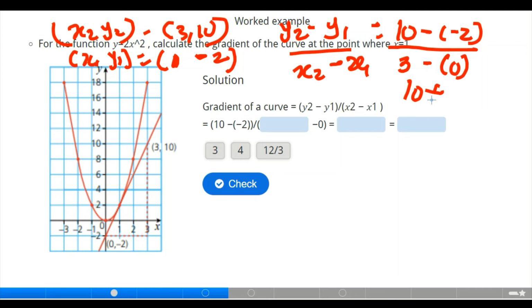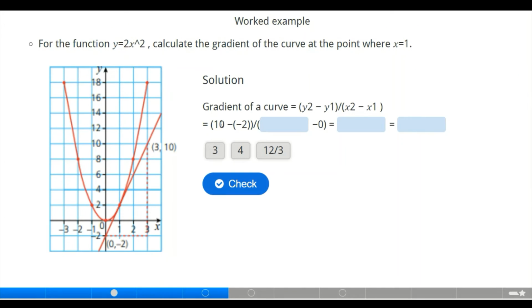So we have 10 plus 2 divided by 3 minus 0, which gives us 3. 10 plus 2 is 12, right? 12 divided by 3. How many times can 3 go in 12? 3 can go in 12 4 times. So at the point when x equals 1, the gradient of the curve is 4. Let's drag in the right answers to the boxes. 10 plus 2 will give us 12, right? Okay.